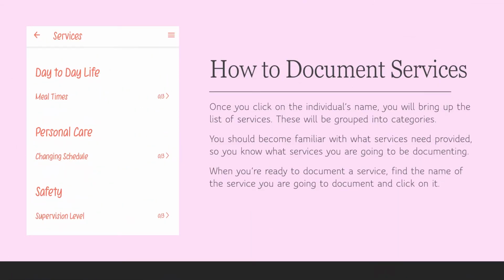Once you click on the individual's name, you will bring up the list of services. These will be grouped into categories. You should become familiar with what services need provided so you know what services you are going to be documenting on. When you're ready to document a service, find the name of the service you are going to document and then click on it.